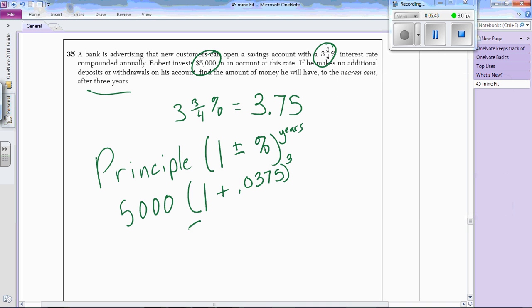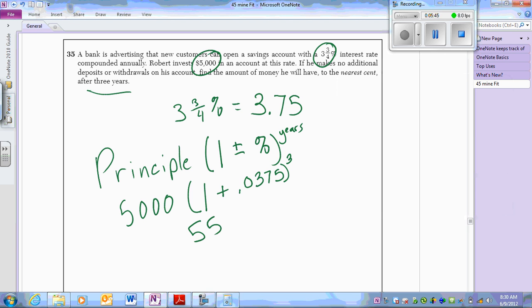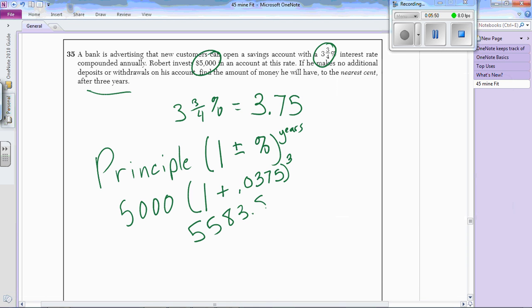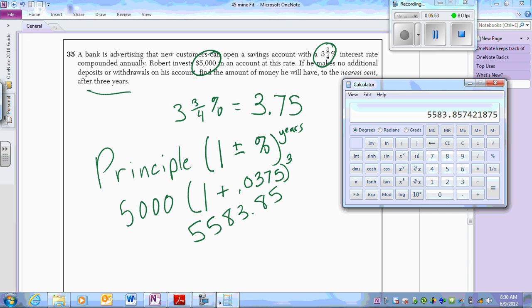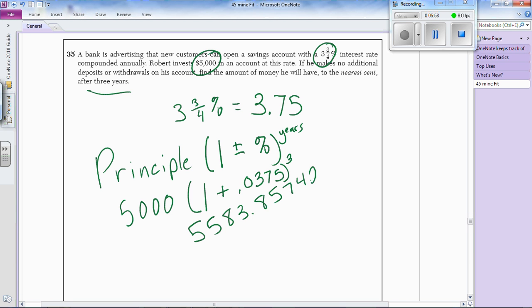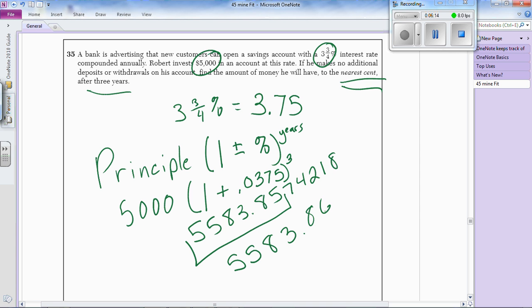So 5, of course I totally didn't memorize that. 83.85, this is sort of annoying. 74218. But I want it money-wise. Wait, to say the nearest cent? Nearest cent. I want it money-wise. So do I round that to 86 or do I leave it 85? And of course, if you are an intelligent young man or woman, you would know that this is an 86. Dollar sign. There we go. That one's done.